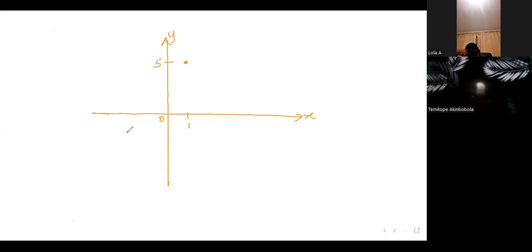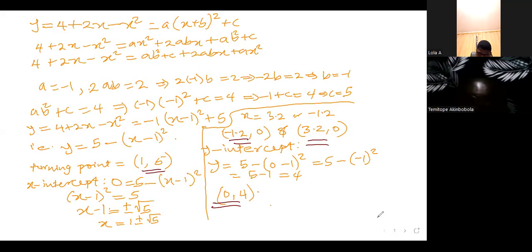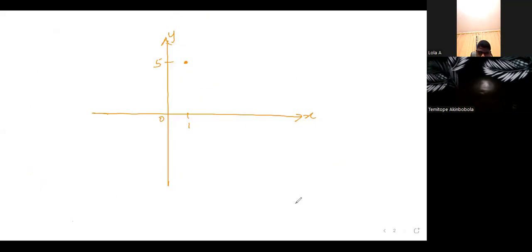Then the y-intercept, that's (0, 4). Hope you remember that. Let me go to the reverse page. (0, 4). Can you see it? The y-intercept, (0, 4). So when x is 0, y is 4. Let's assume 4 is here. So this is 4. So you have that point here.